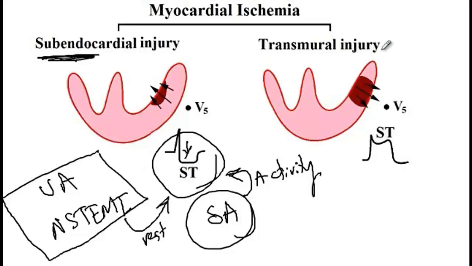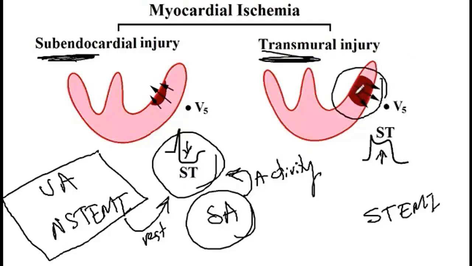And then if the ischemia is more severe, these patients may present with STEMI, also known as ST segment elevation myocardial infarction. These patients present with a transmural injury to the heart wall, where the entire thickness of the heart is damaged. And in these patients, since the electric charges are going away from the heart, there would be ST segment elevation. And this is an irreversible condition, while the subendocardial injury is reversible.